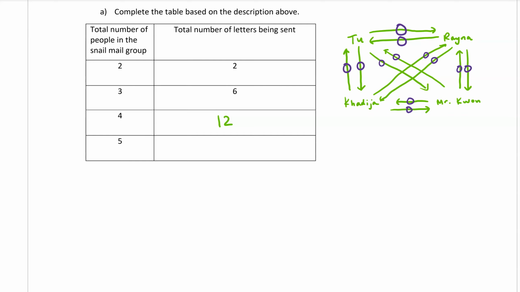Now, I'm not going to draw out that graphic again for 5 people. That's just going to be a lot of arrows that we have to draw. And so I'm going to let you know that when there's 5 people, there are going to be 20 letters sent. Take a moment and pause the video. See if you can figure out how I came up with that number. If you have to draw a picture, go ahead. Or maybe there might be a different way of figuring out that number.